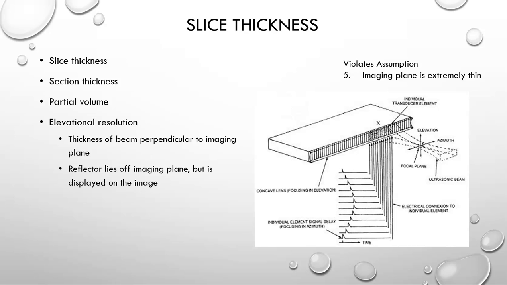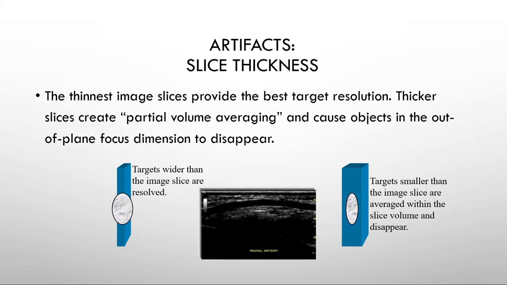Elevational resolution, or the thickness of the beam perpendicular to the imaging plane, displays reflectors in front of or behind the displayed image. This results, of course, in the slice thickness artifact, in which, as we know, the thinner slices provide the best target resolution, and thicker slices allow averaging of material together.